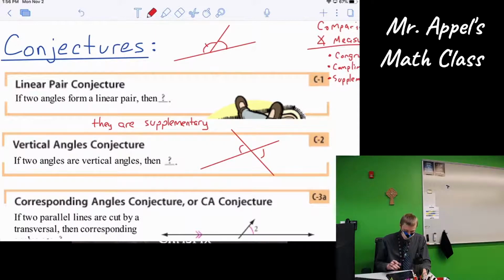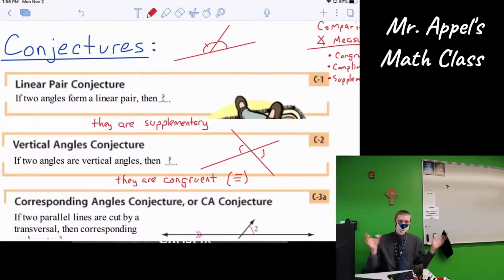Congruent. If two angles are vertical, then they are congruent. You can write that word out, or we have a handy-dandy little symbol for it, which I'll be using from now on. They are congruent. So automatically, anytime you spot one angle across the intersection of another, you know those measurements are going to match. And anytime you spot two adjacent angles that form a complete straight line, you know those two are supplementary. Subtract one from 180 to find the other.